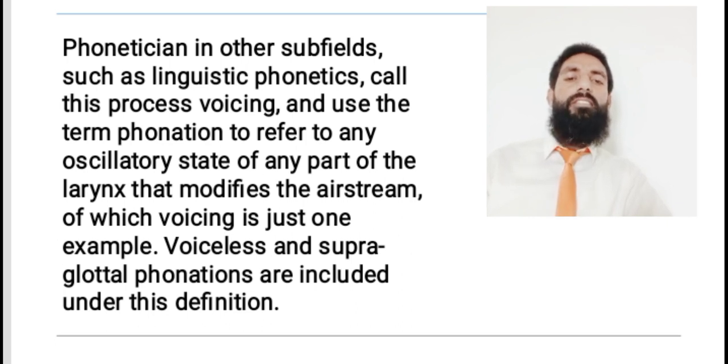So, voiceless and supraglottal phonations are also included under the definitions.